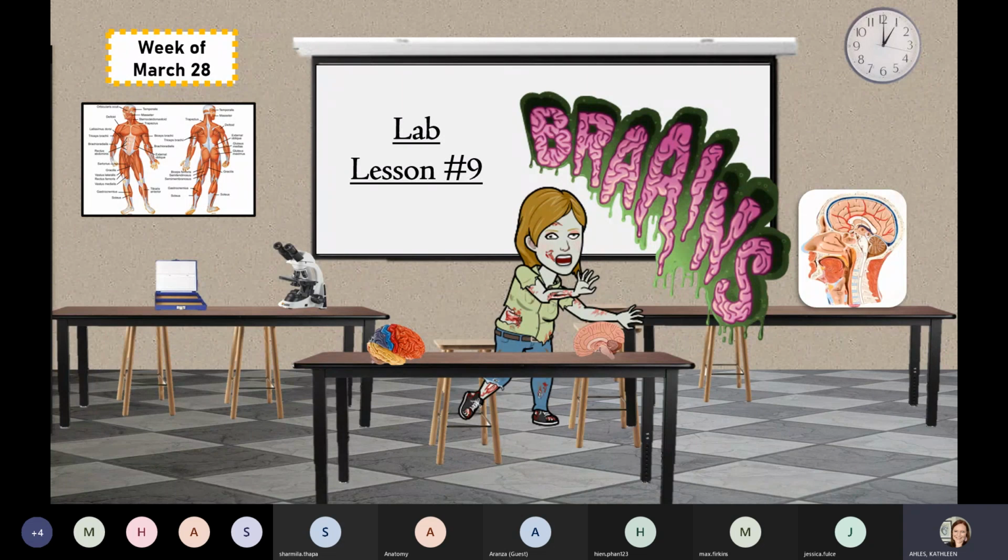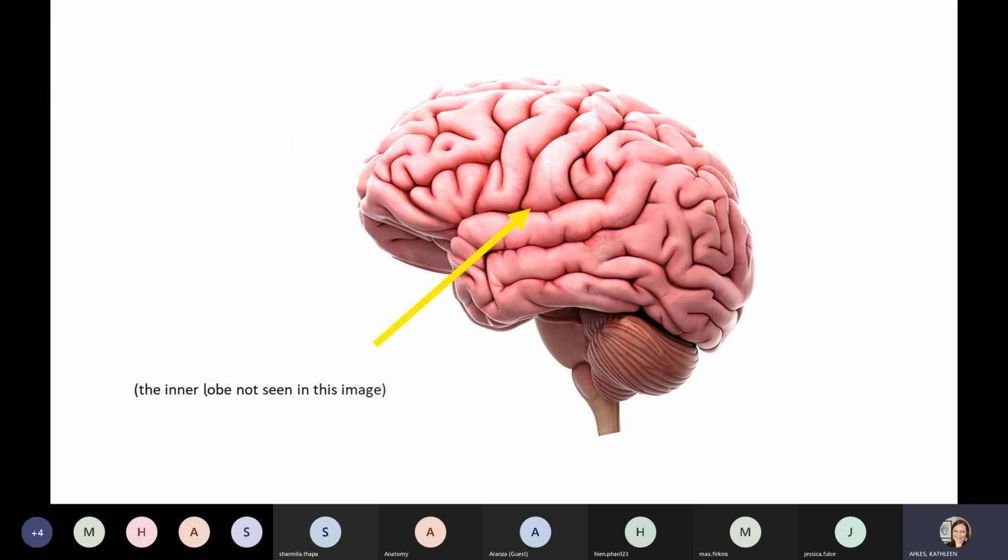We are working on lab lesson number 9, which is all about the brain. When we talk about the brain, the first part for us to be aware of is the big part of the brain. So when you think about the brain, what you're probably thinking of is this big pink part up here. The big pink part that makes up the brain is called the cerebrum. The cerebrum. And that's where all of your higher order functions come from.